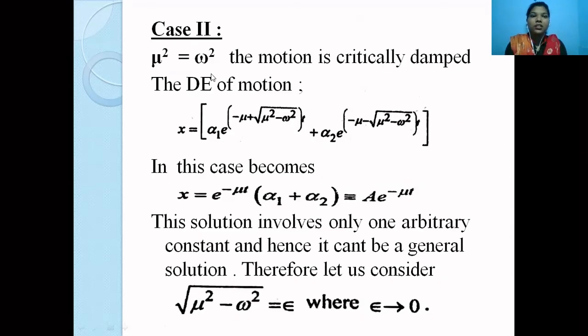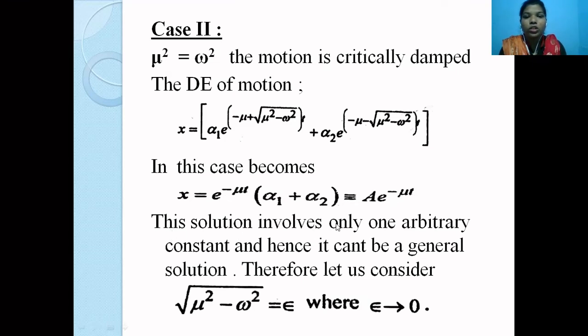The second case is if we have mu square equal to omega square. So if mu square is equal to omega square, this square root will go to 0. This complete root will go to 0. And then in that case, my equation is simply going to be e raised to minus of mu t into alpha 1 plus alpha 2. Now if I write alpha 1 plus alpha 2 equal to capital A, then my solution is going to be A e raised to minus of mu t.